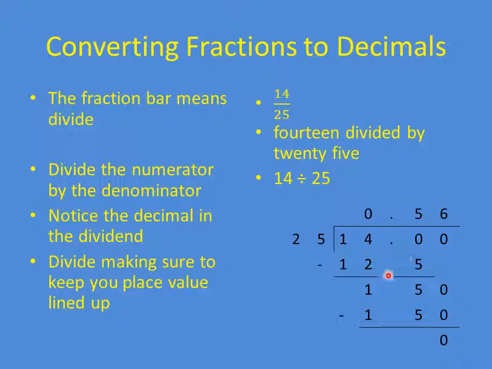I subtracted 125. I got 15. But since 25 can't go into 15 and I have no more numbers, I'm going to add a 0 and bring it down, which gives me 150 right here. Well, 25 can go into 150 6 times. Notice I kept it right above the 0 that I added, and then I get a 0 remainder. And that's how you convert fractions to decimals.